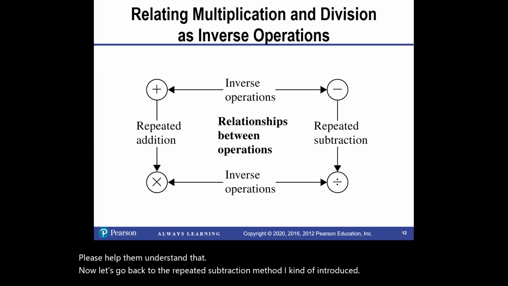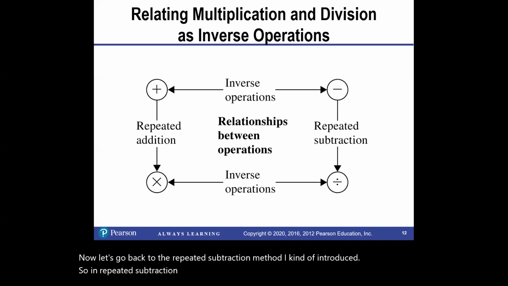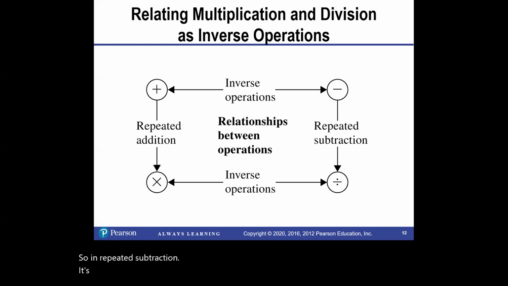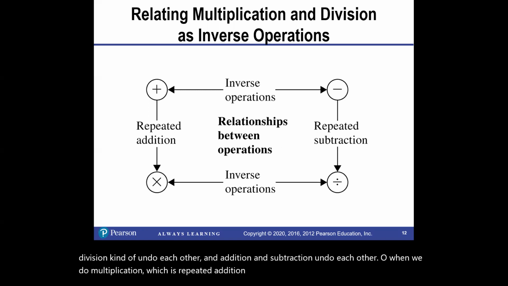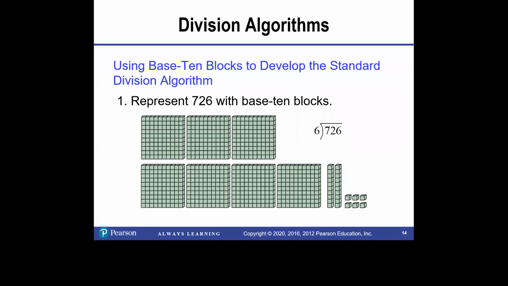So in repeated subtraction, it's inverse operations. In other words, operations that undo each other. Multiplication and division kind of undo each other, and addition and subtraction undo each other. So when we do multiplication, which is repeated addition, division then becomes repeated subtraction. All right, let me demonstrate this for you by looking at this block right here.